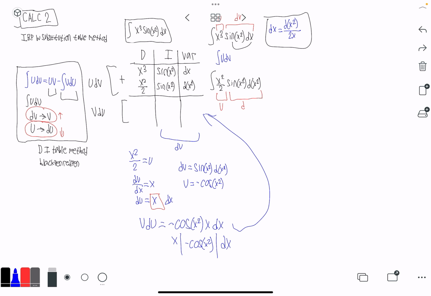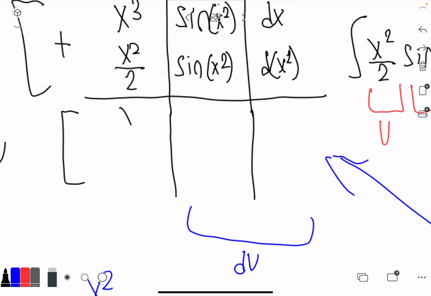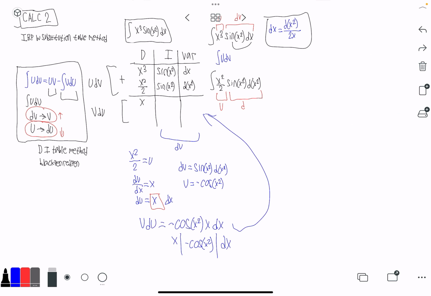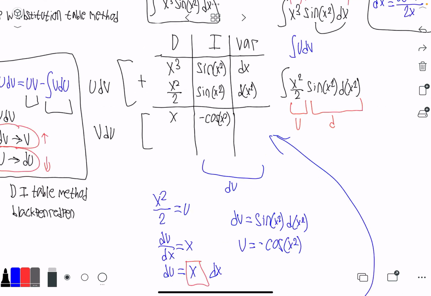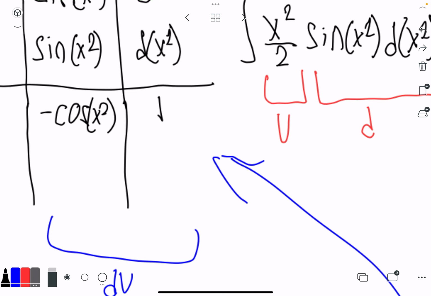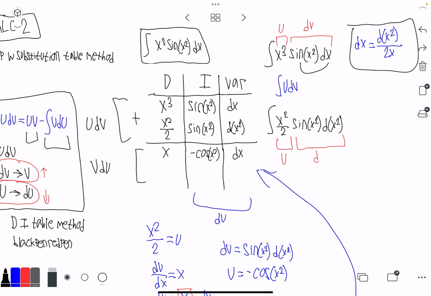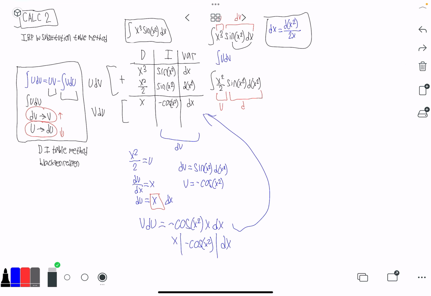This whole table thing is not like an absolute kind of truth. It's just a way to write. So what do we put here? x, negative cosine x squared and dx. Now you see the pattern? You just repeat this until you get the answer. Okay, let me just try to complete the rest of it.